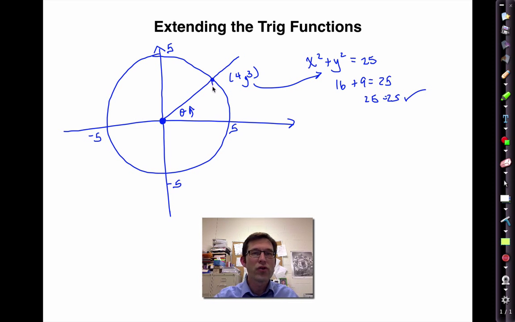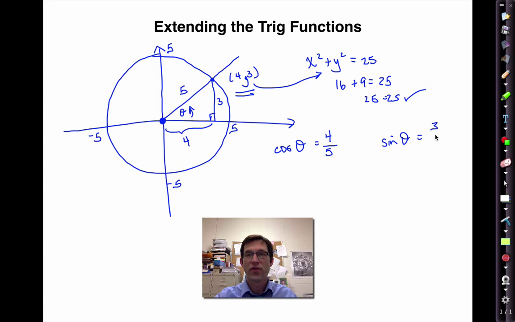Well, we can now draw in a right triangle, right? And the whole point of rectangular coordinates like 4, 3 is that this is now 4, this is now 3, and of course, if the radius of the circle is 5, the radius of the circle is 5. So now, of course, the cosine of theta, which is adjacent divided by hypotenuse, is 4/5, and the sine of theta is 3/5, right? It's a piece of cake, right?